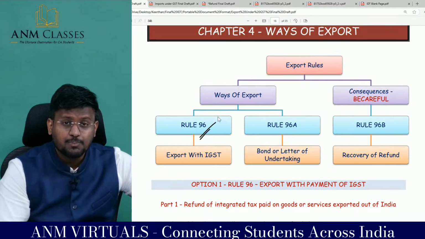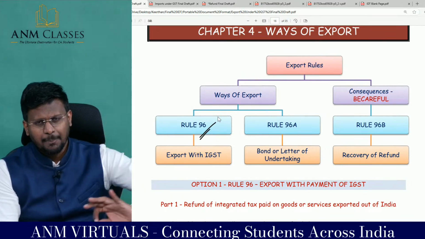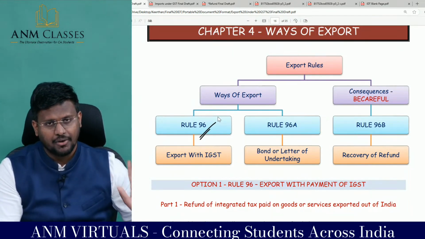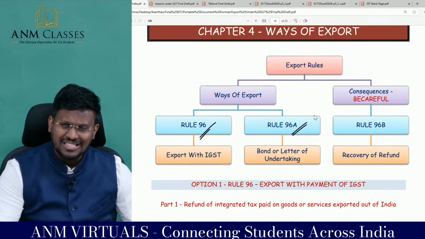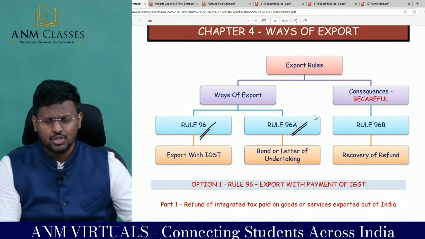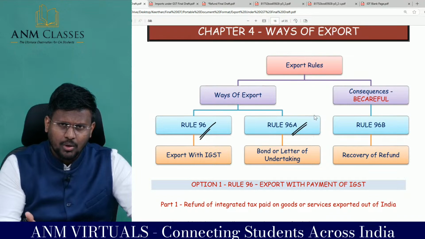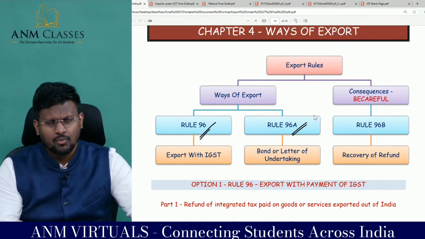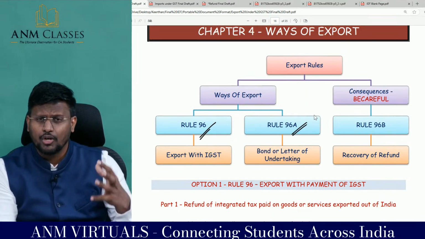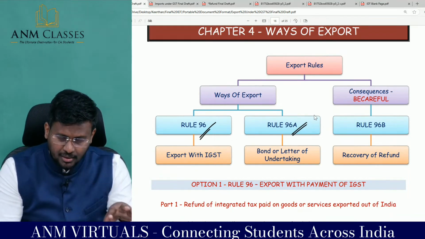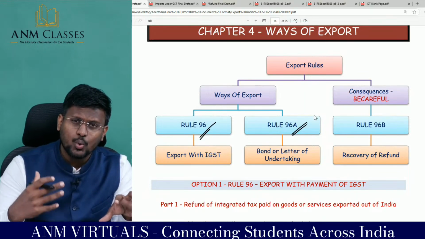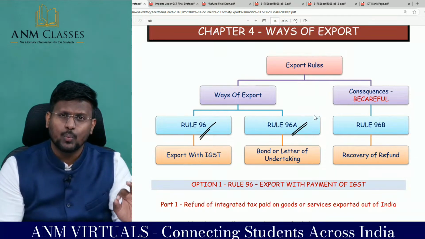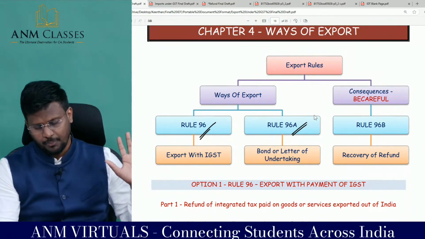Export with IGST: pay the IGST, then do the export. Then whatever IGST you paid, you get it as refund. And rule number 96A is a non-cash method. Don't pay the amount, execute a bond or LUT, and you can complete your export. Once you execute a bond or LUT, there will not be any output tax. Then the refund will be the unutilized ITC, whereas in export with IGST, the refund will be the IGST that you have paid.